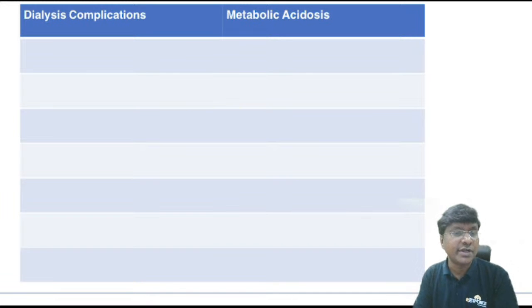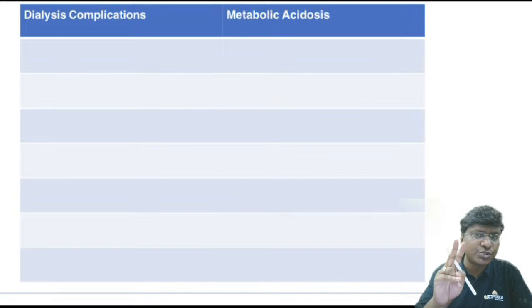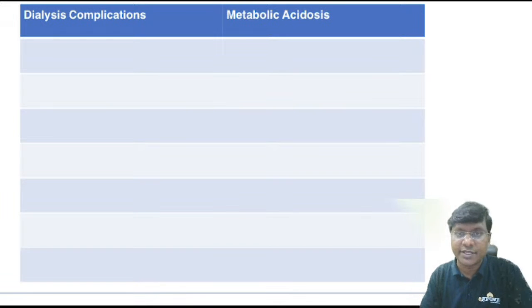See, patients with chronic renal failure require dialysis almost twice or thrice a week. And even patients with acute renal failure, until that particular acute event is corrected, may require dialysis depending upon the indication. Now, the dialysis complications are very, very important. The most common complication of dialysis will be hypotension.